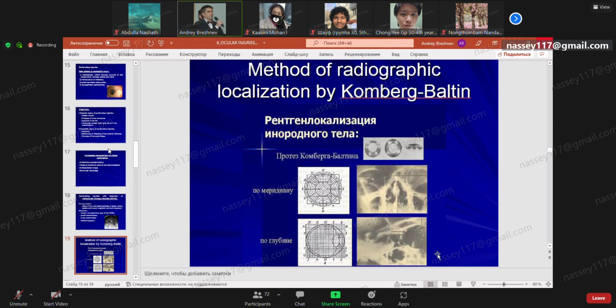If we perform anteroposterior and lateral X-ray pictures of the patient, we can determine the meridian and the depth of localization of the intraocular foreign body. And with the help of special schemes, we can determine the position of the foreign body inside the eyeball. It will help us in our next step, I mean surgery.